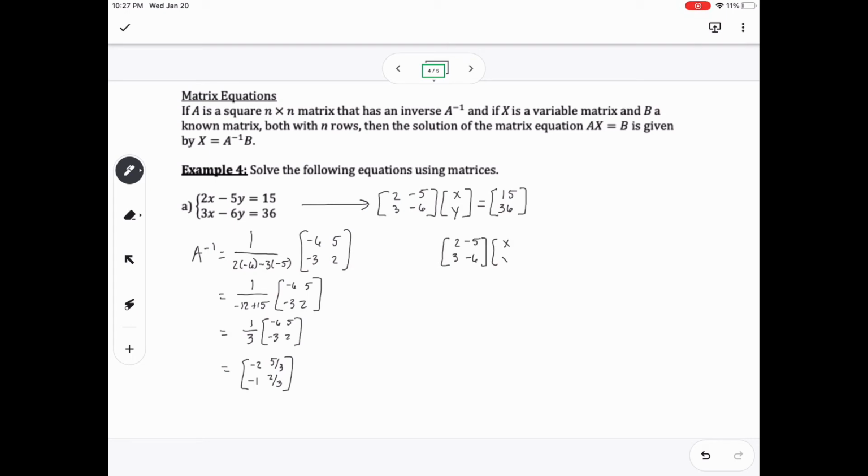So then now that I have this, I'm going to multiply both sides by my inverse of -2, 5/3, -1, 2/3. So now I multiply my inverse to my original coefficient matrix. And I'll do the same on the other side to my solution matrix.